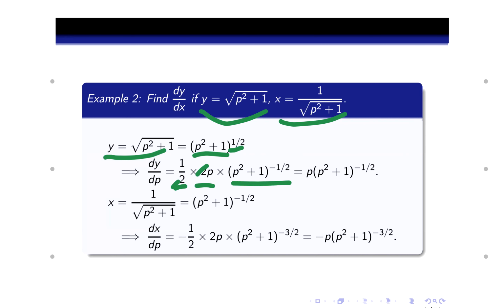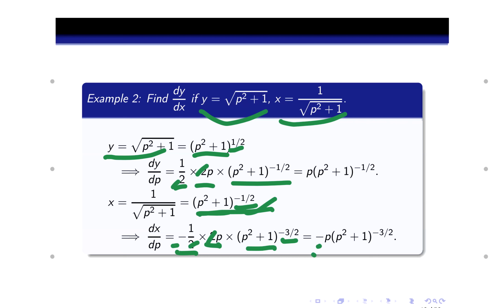And then x is 1 over the square root of p squared plus 1, which is the same thing as (p squared plus 1) raised to minus half, because when it goes up, it becomes minus half. So for dx/dp, bring down the power, that's minus half, then differentiate inside, that's 2p. The original thing, keep it, that's (p squared plus 1) raised to minus half minus 1, that's minus 3 over 2. If you tidy that up, 2 cancels 2, the minus stays, and you have minus p into (p squared plus 1) raised to minus 3 over 2. So that is us looking for dy/dp and dx/dp.